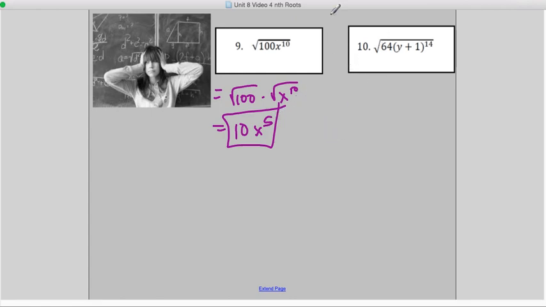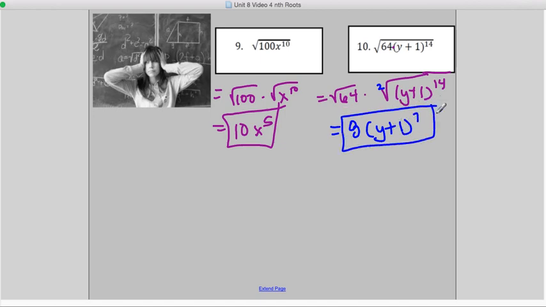Then number 10 is very similar to number 8. I'm going to break it apart. It's really 64 times this. You can only break apart multiplication. You cannot break apart addition and subtraction. So it's the square root of 64 times the square root of y plus 1 to the 14th. The square root of 64, if you don't know, you can do it on your calculator, but it is 8. And then this is really squared, so 14 divided by 2 is 7, so it's y plus 1 to the 7th. So that is my final answer for number 10.